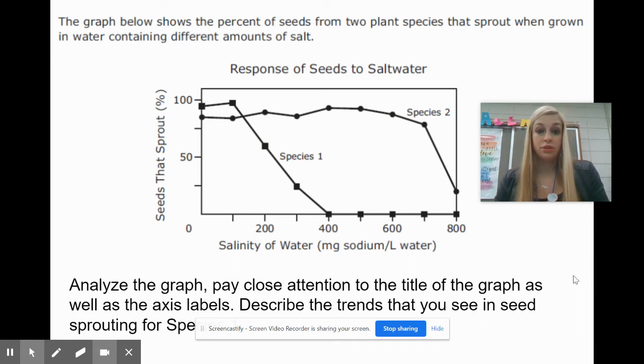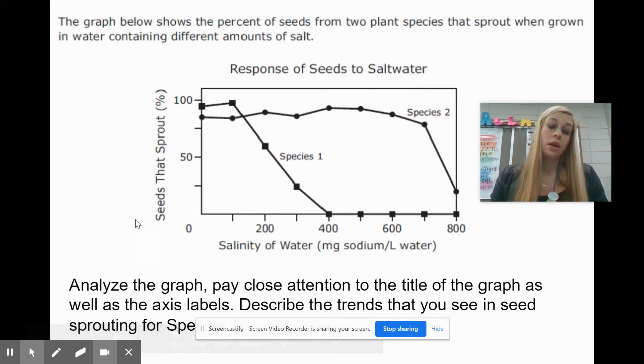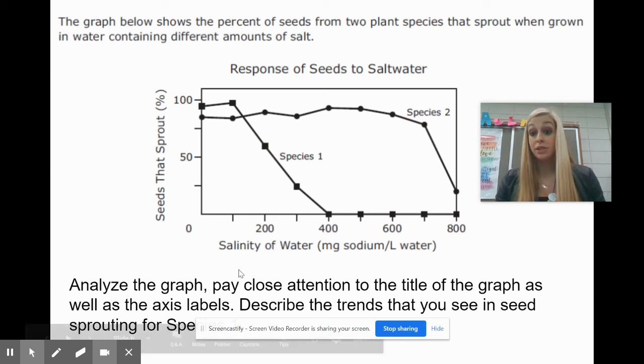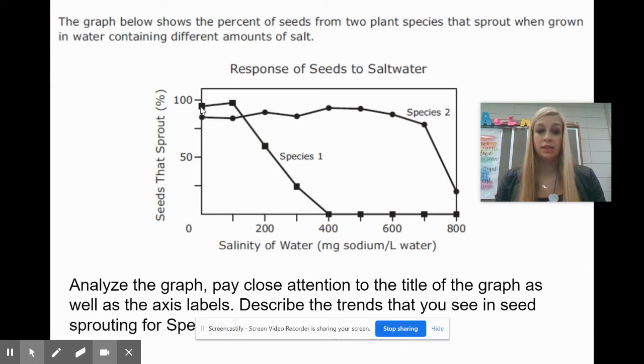Okay, I'm going to do one more with y'all. This says the graph below shows the percent of seeds from two plant species that sprout when grown in water containing different amounts of salt. So we know that this graph shows two plant species grown in water that has different amounts of salt. The title of the graph is Response of Seeds to Salt Water. This axis says seeds that sprout. This axis says salinity of water. That means how salty the water is. So species 1 begins up here.